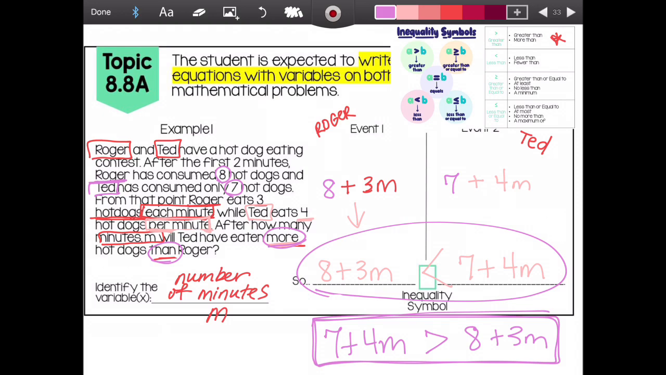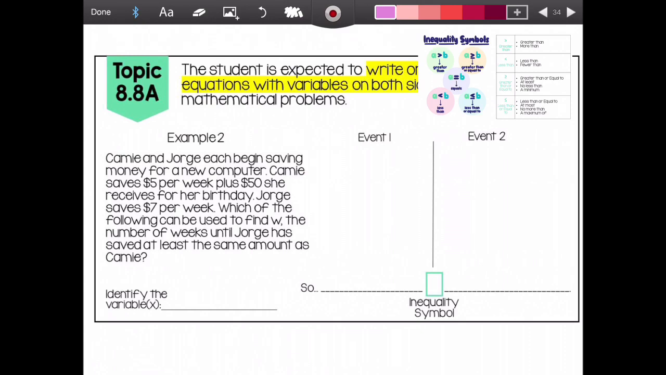Let's look at a different example. Example number 2. Cammie and Jorge each begin saving money for a new computer. Cammie saves $5 per week plus $50 she receives for her birthday. Jorge saves $7 per week. Which of the following can be used to find... this was a multiple choice question that I changed to help us write these. So we want to find W, the number of weeks until Jorge has saved at least the same amount as Cammie.